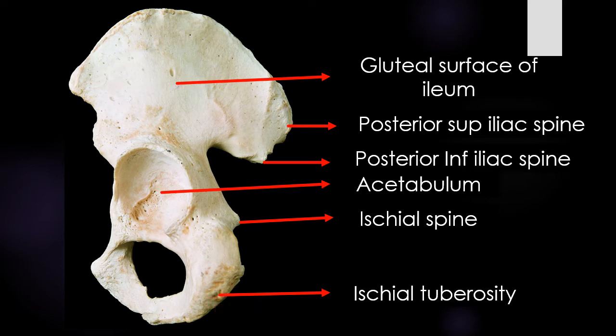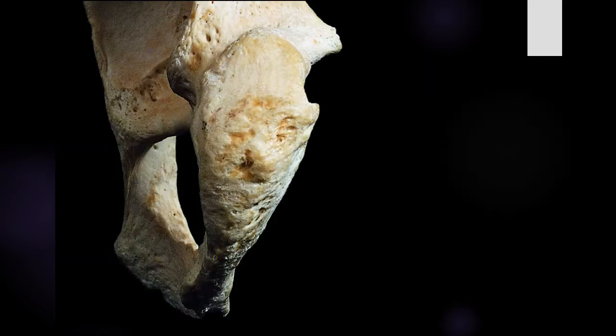Okay, so next one is, here I have just turned it posteriorly to show clearly how the ischial tuberosity is present. So this is the ischial tuberosity, and the muscles attached to it are the hamstring muscles. If you remember the names of the hamstring muscles, you can write them down: semimembranosus, semitendinosus, and the long head of biceps femoris.